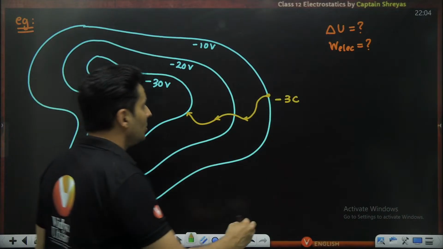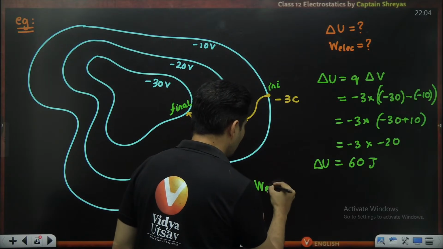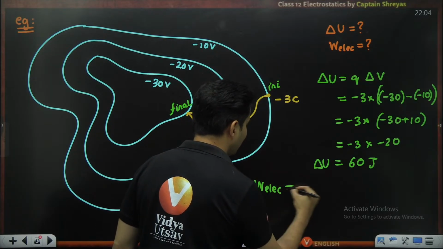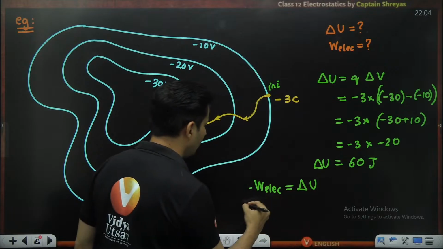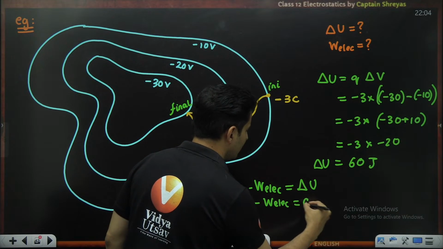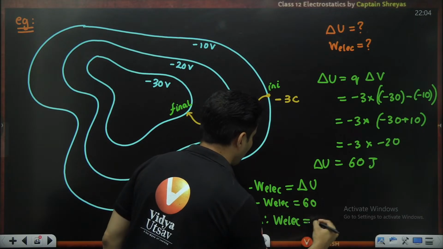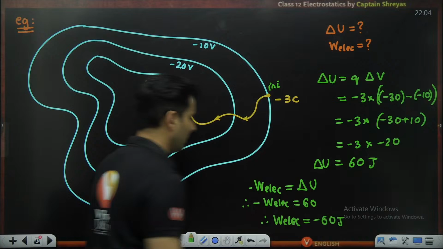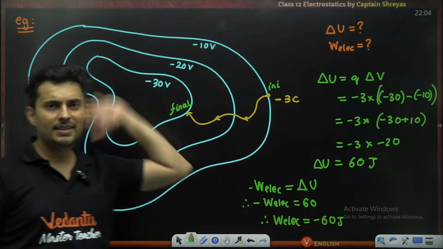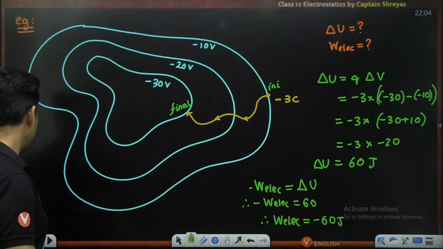All right. So talking about the next part, what is the work done by the electric force? Electric force work is negative delta U. That was the standard formula. So the negative of that, the electric force's work, is 60 joules. So the electric force has done a negative 60 joules of work. That is the answer for the second question. So with these diagrams, you can easily solve these kinds of questions as well.